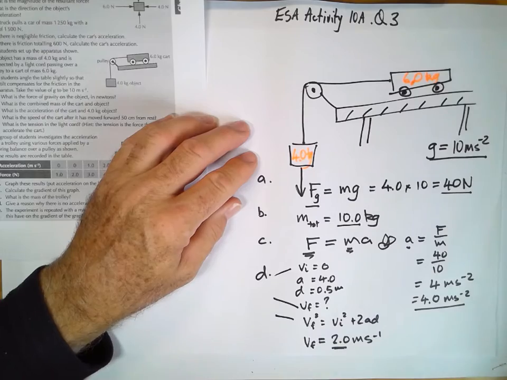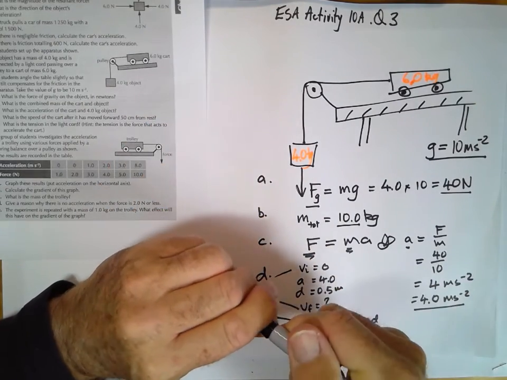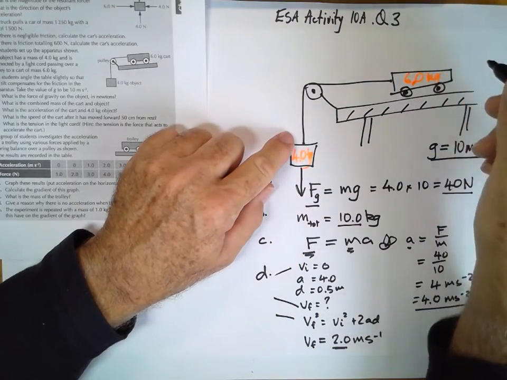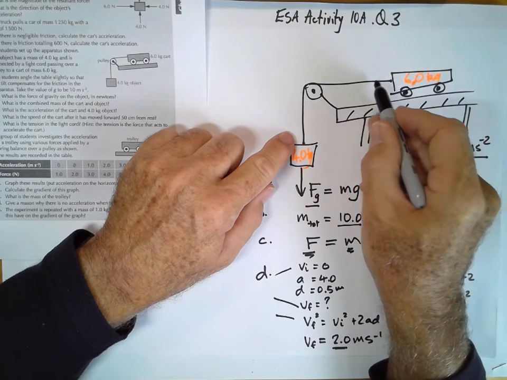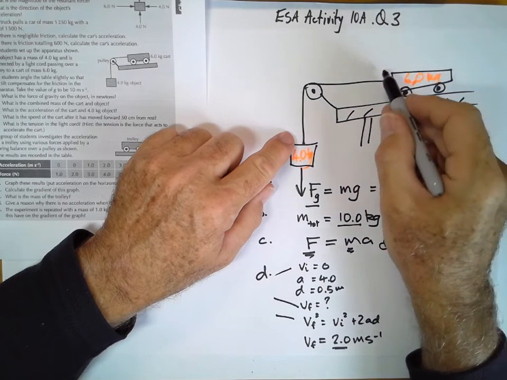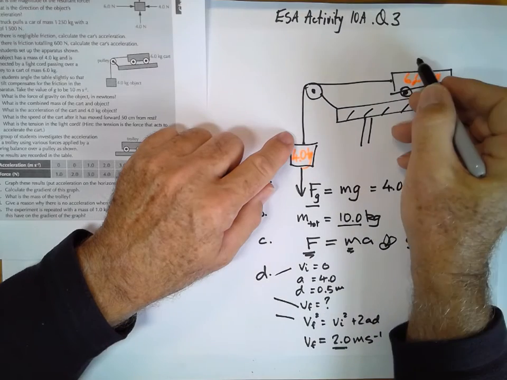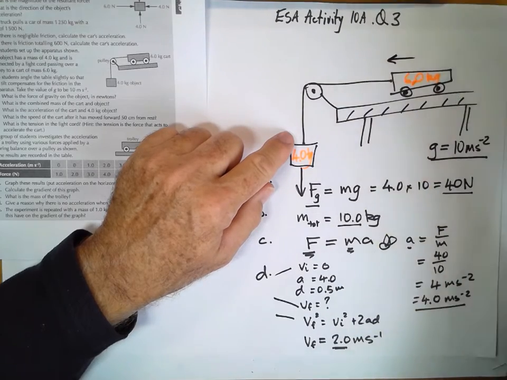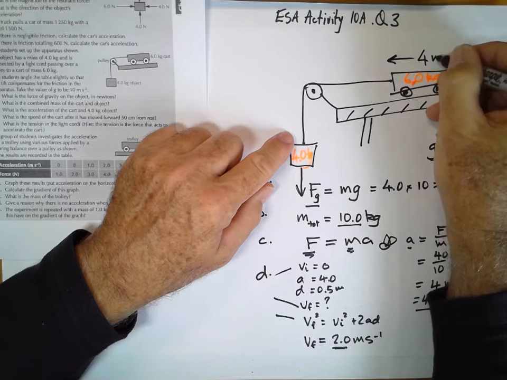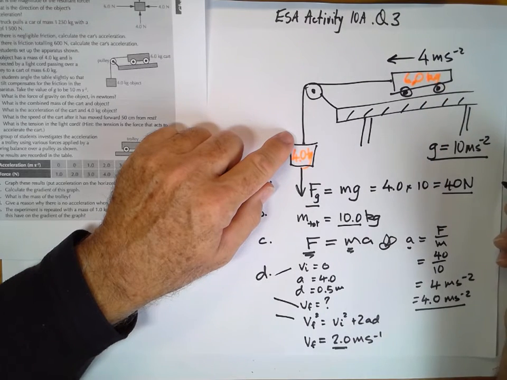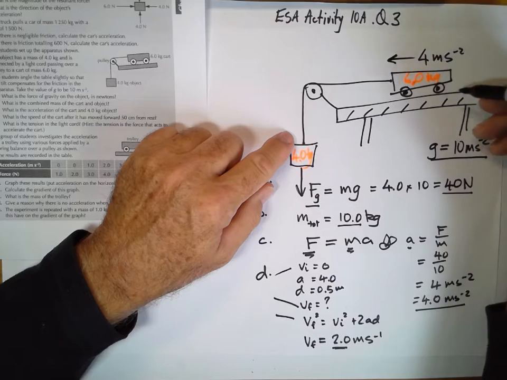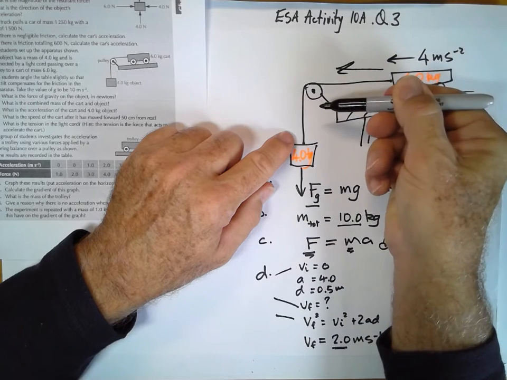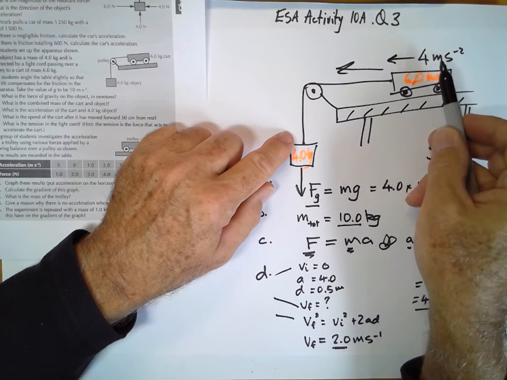Question E, what is the tension in the light cord? Hint, the tension is the force that acts to accelerate the cart. What is the tension in this string here? We've got this cart here, and we see that it's got an acceleration of, what was our acceleration? 4 meters per second squared. And we've got a mass of 6 kilograms. What is the force accelerating it at 4 meters per second squared towards the left?